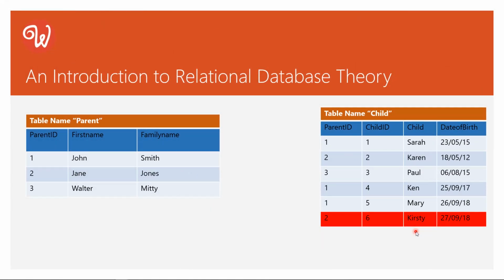So now, Jane Jones in this case has had a child called Kirsty. We can see her name and date of birth there. Kirsty has been allocated her own key field or unique ID, or as we'll see later, will also be a primary key. And that is linked now, parent ID to parent ID. So we know that Kirsty, child 6, born 27/9/18, is the child of Jane Jones. So you can see there we've just had to add one simple record, no wasted space, one quick insert, and then the relational model links them.